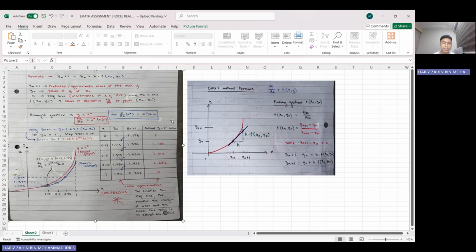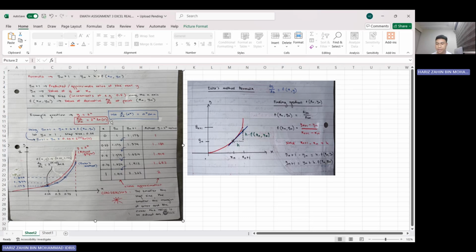Just to reiterate what Euler's method is: yn+1 is the predicted value of the next y, yn is the value of y at xn, h is the step size, for example, increments of 0.5 along the x-axis, and f(x,y) is the value of dy/dx at point (x,y).